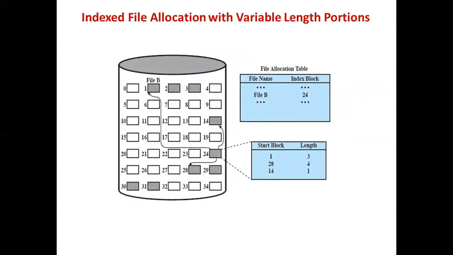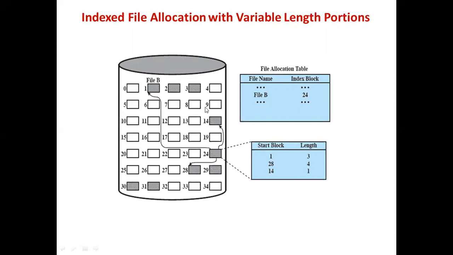See this diagram. This is indexed allocation with variable length portion. Here for file B, 3 set of blocks are allocated. These set of blocks are called portions. The first portion contains 3 blocks, that is from block 1 to block 3. Second portion contains 4 blocks, that is 28th block to 31st block. Third portion contains only one block, that is 14.